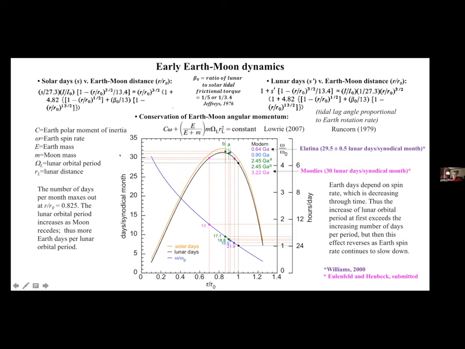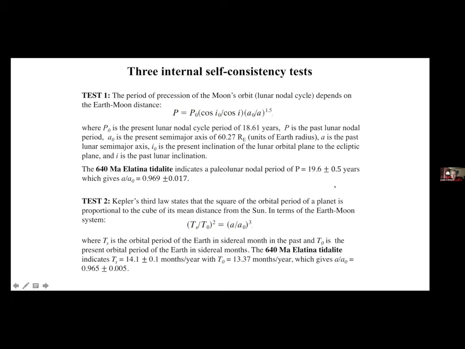This was worked out by Runcorn in 1979, and with the help of Jeffreys, who estimated the ratio of lunar to solar tidal frictional torque to be 1/5 or 1/3.4, depending on different periods of time. So one other thing to note about, I guess we're running a little bit low, I'll just go very quickly through these.